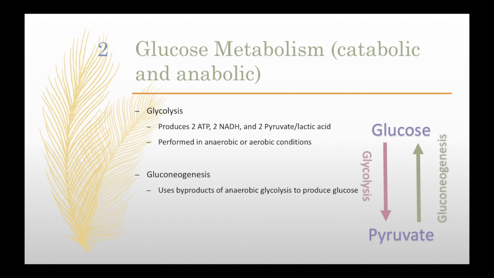In the absence of oxygen, gluconeogenesis often occurs. Gluconeogenesis uses the byproducts, mainly lactic acid, of glycolysis. In contrast to glycolysis, gluconeogenesis is the anabolic process which uses byproducts from glycolysis, such as lactic acid, in order to produce glucose. This usually occurs in the liver.